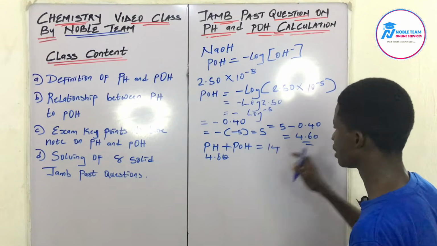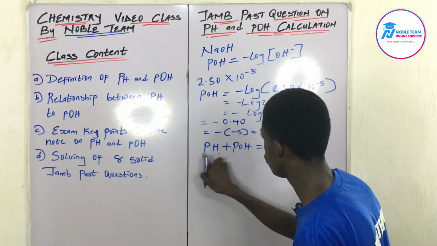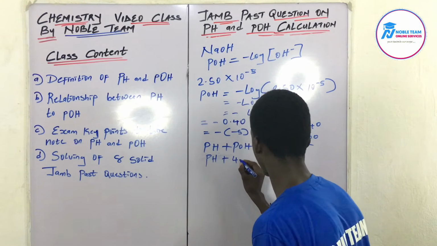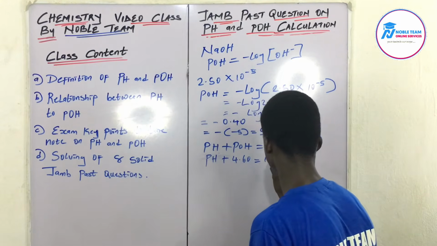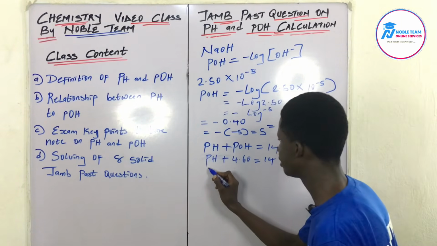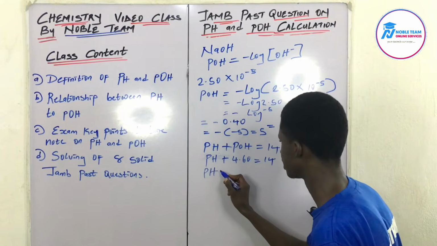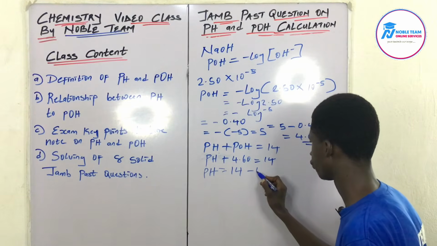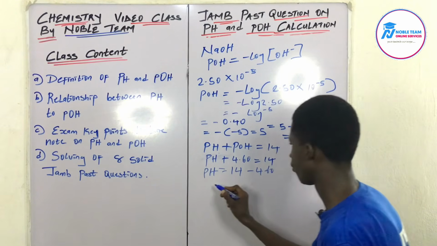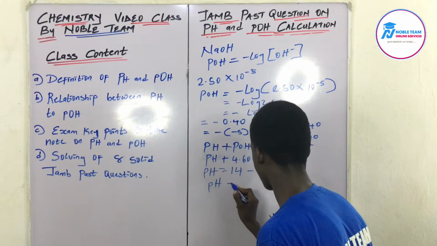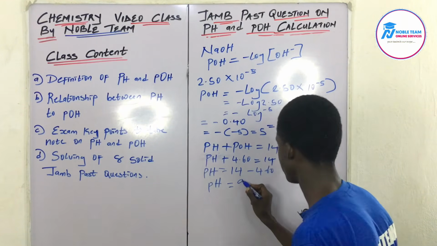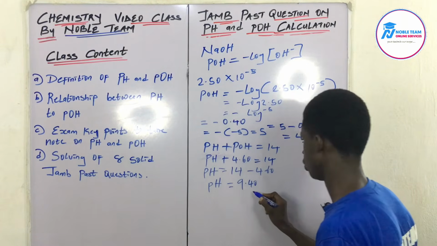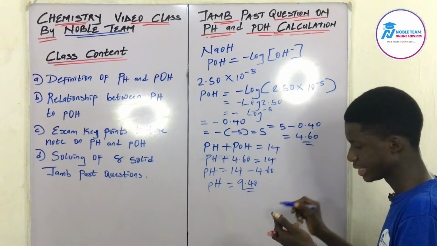So this particular pH is unknown. I'm going to be writing what? pH plus 4.60 is now equal to 14. The next thing is I will make pH the subject of the formula, which is pH is now equal to 14 minus 4.60. Now, once you subtract, you'll have your answer to be what? 9.40. So, option C is correct.